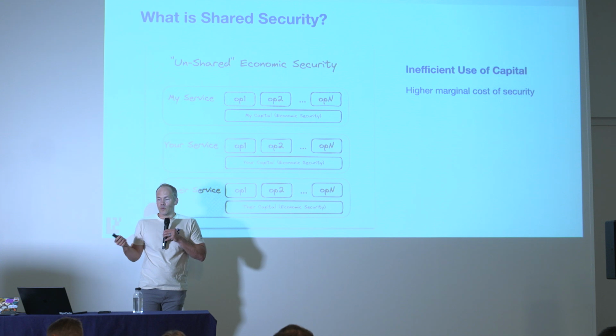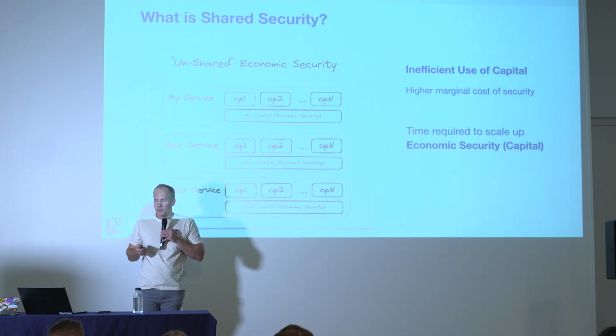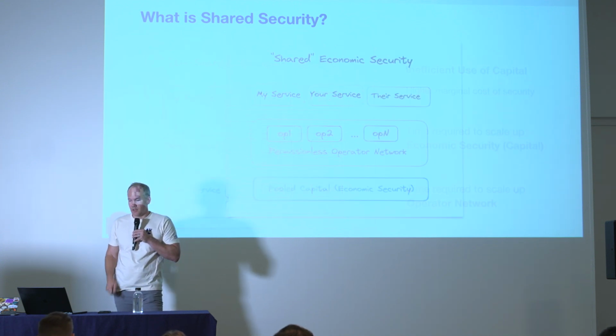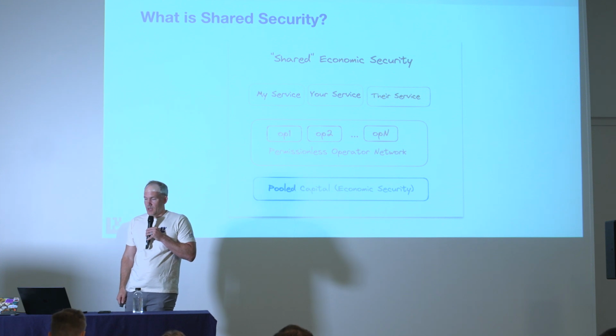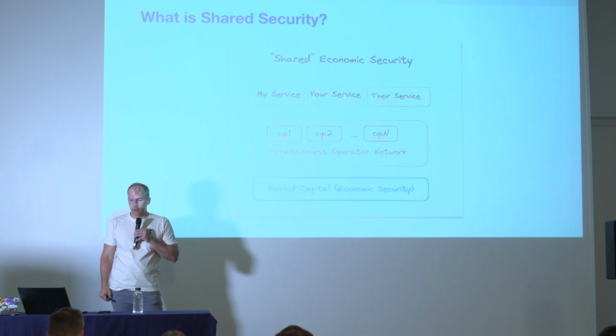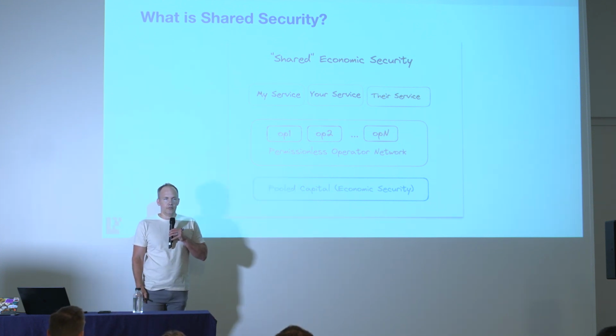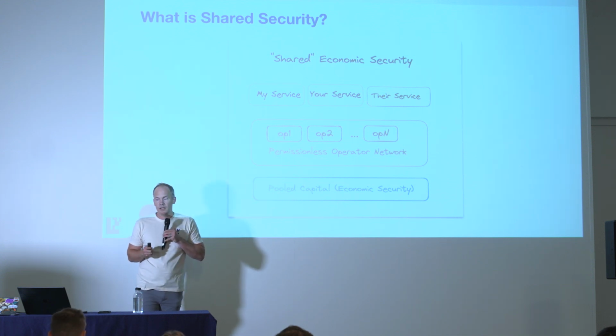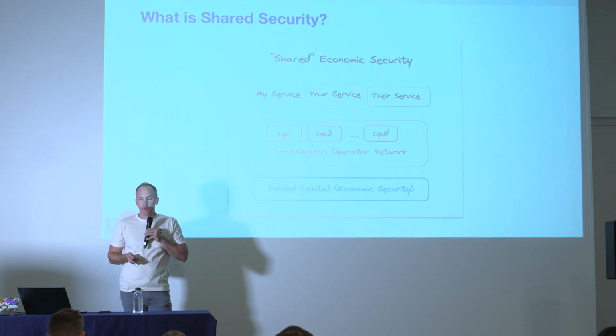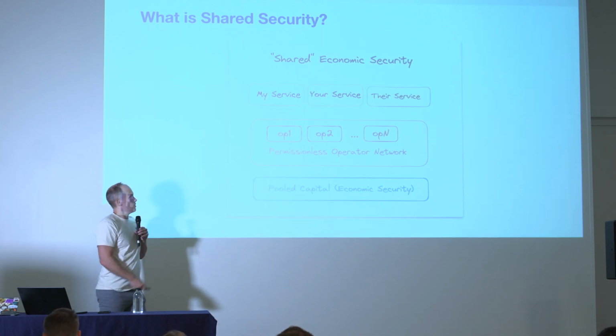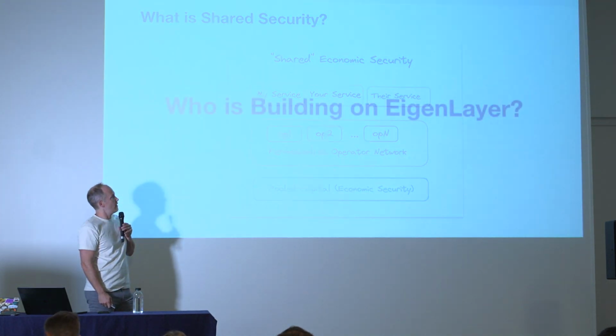Inefficient use of capital. It's more expensive for each network to boot up their network, and then it takes time to boot up the operators. In a shared economic security model, you have a pooled set of capital, which is this restaked LST. It's available for everyone to build their services on, and the operator network is also available for everyone to build on. So we talk about benefits of shared security in general. This is a way to sort of visualize how all that comes together.